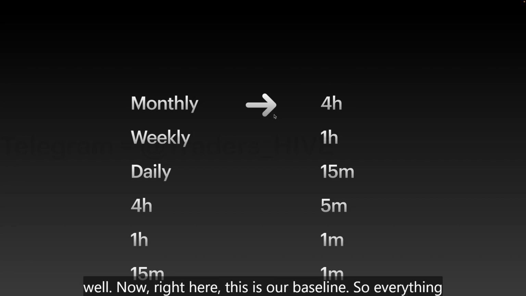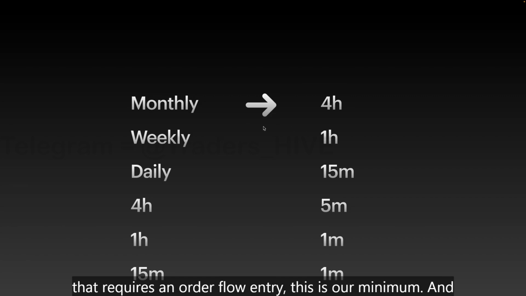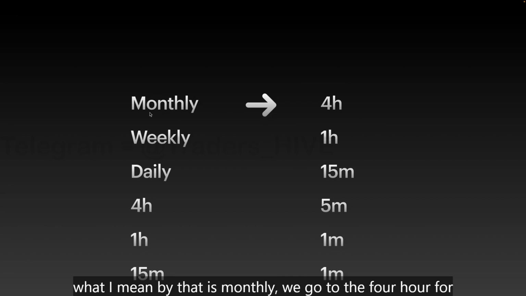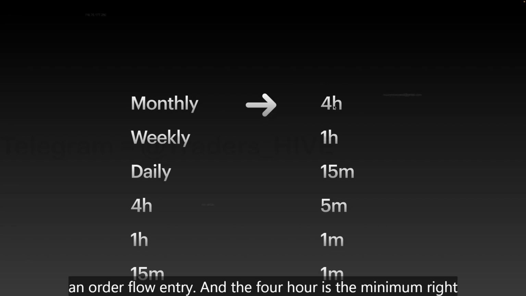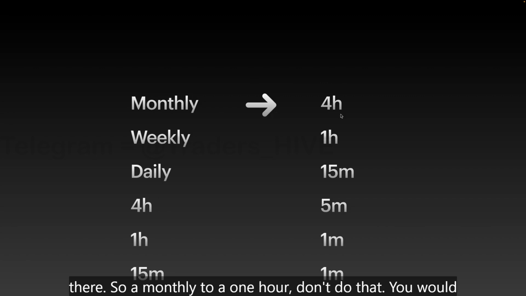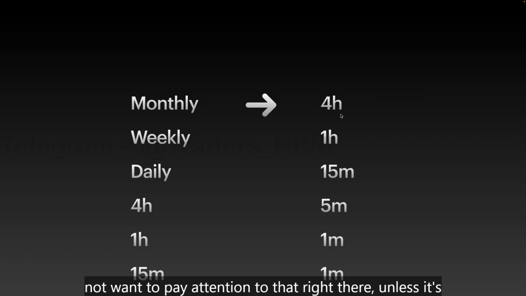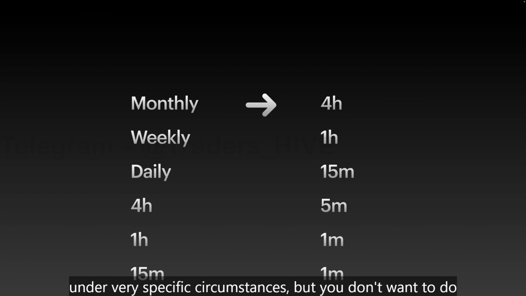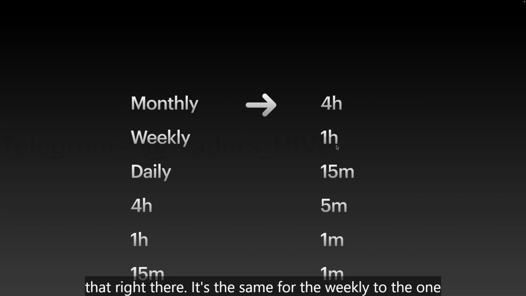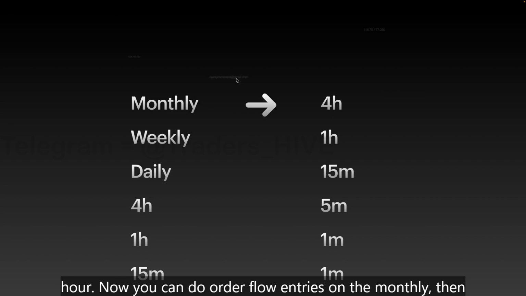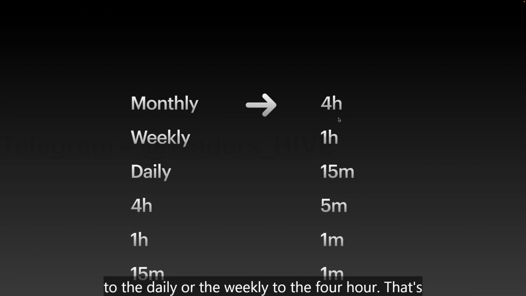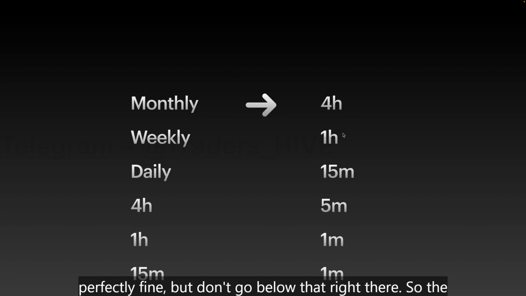Now, right here, this is our baseline. So everything that requires an order flow entry, this is our minimum. And what I mean by that is monthly, we go to the 4-hour for an order flow entry. And the 4-hour is the minimum right there. So a monthly to a 1-hour, don't do that. You would not want to pay attention to that, unless it's under very specific circumstances, but you don't want to do that. It's the same for the weekly to the 1-hour. Now you can do order flow entries on the monthly, then to the daily, or the weekly to the 4-hour. That's perfectly fine, but don't go below that right there.